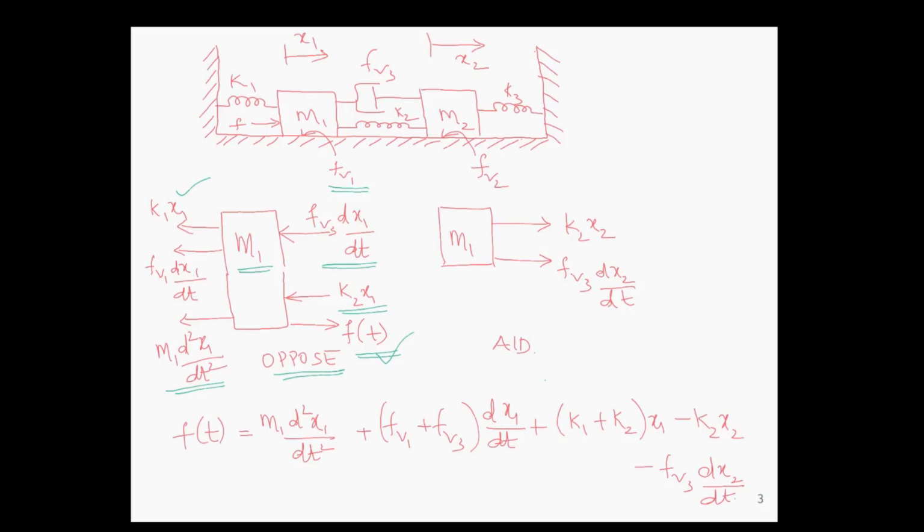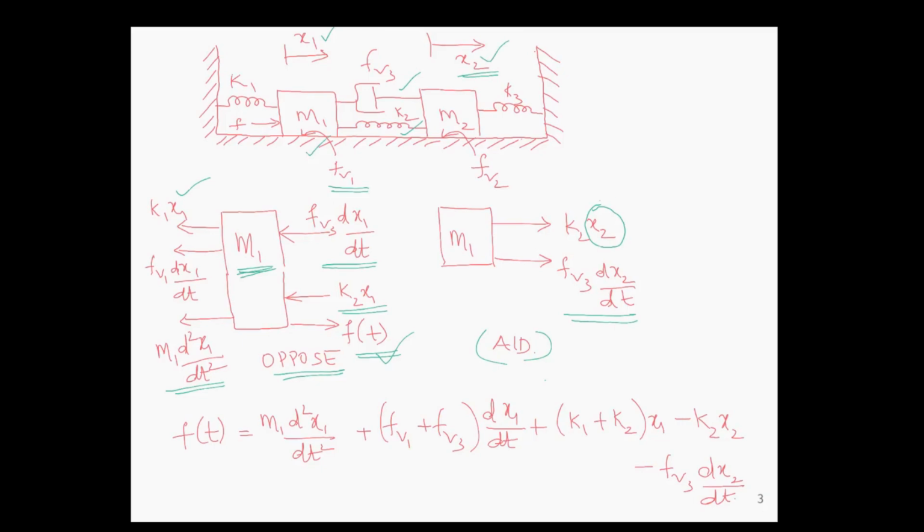Now, due to M2, since there is a displacement x2 which is related to M2, that is connected through the elements FV3 and K2. So due to that, that will aid the motion of M1. So all displacements other than the displacement of M1, which is x1, will aid the motion of M1. So here x2 will aid; whatever force is due to x2 will aid the motion of M1.